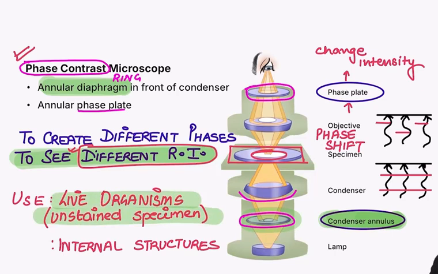Also, if you want to visualize internal structures of a cell, you want to know the inside organelles, this is a really good microscope, because with different refractive indices, all the internal details will be shown. So that tells me that whenever you are dealing with live organisms, you can see the motility over here also.